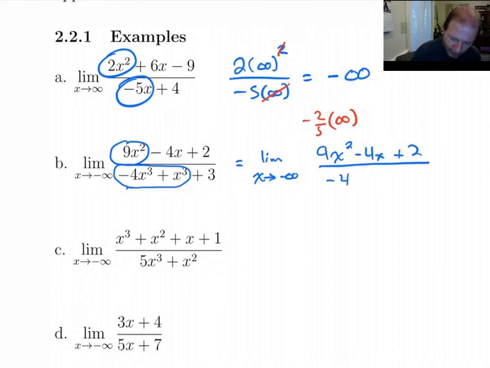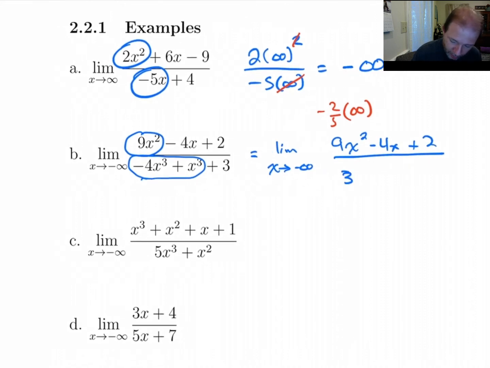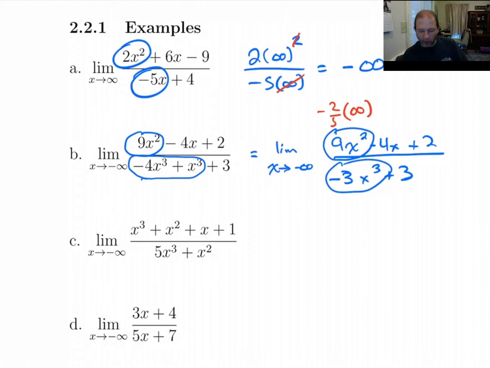So this is negative 4, no, negative 4 plus 1 is negative 3. But still, the only thing that's important here is the bottom has higher degree. So this limit is going to be 0. Bottom having higher degree gives you a limit of 0. It doesn't matter if it's positive or negative infinity. Either one is going to give you 0 there.